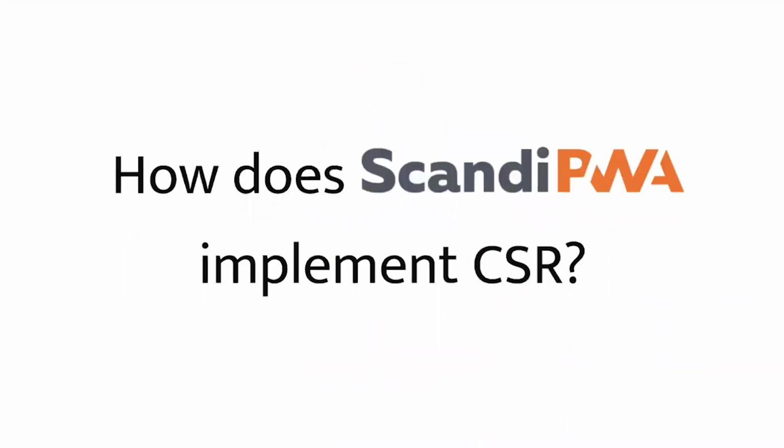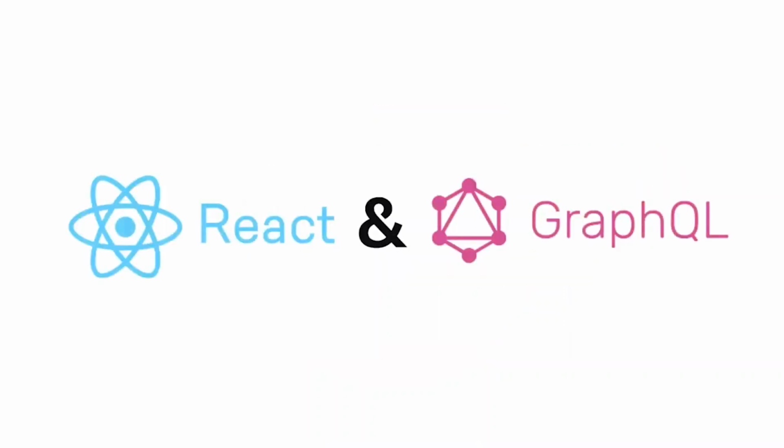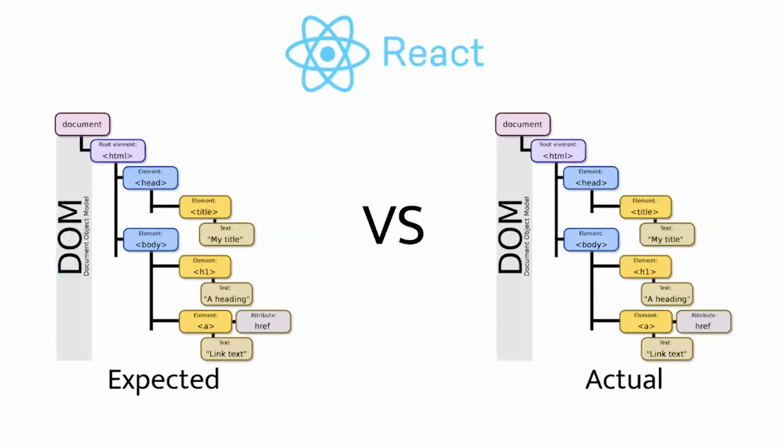So how did the ScandiPWA core team solve this challenge? We understand now that ScandiPWA does not support the Magento layout template system, so we needed a substitution to work in the browser, and what we use is React as our base for the frontend and GraphQL to communicate with the server. Why do we use React?